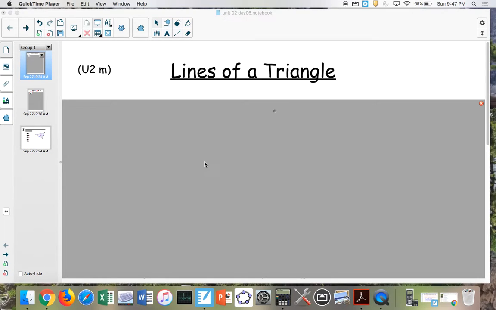All right, today we're going to talk about different lines in a triangle. The first type we're going to talk about is actually a segment, not a line, and it's called a median.